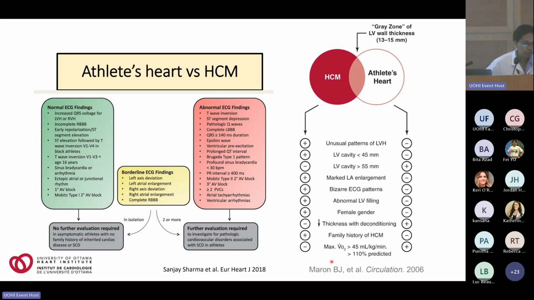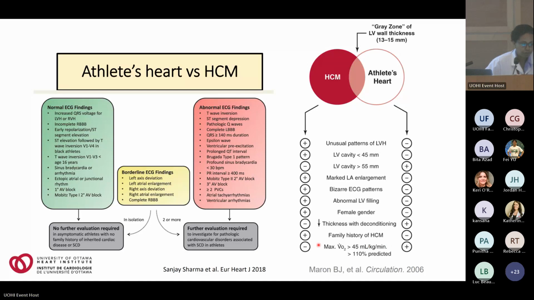From the imaging perspective, hypertrophy of 15 millimeters and more is more suggestive of HCM. But some athletes may have a hypertrophy between 13 to 15, which is a gray zone. And in those cases, we need to look at other imaging parameters to help us differentiate the pathologic from the physiologic adaptation. So small cavity size, for example, is a red flag, or an enlarged left atrium, or, such as in our case, an abnormal LV filling is considered pathologic.